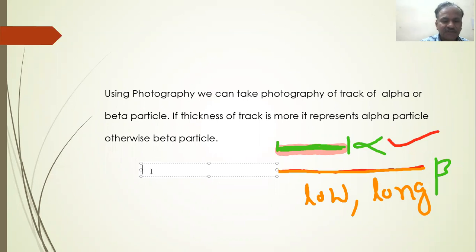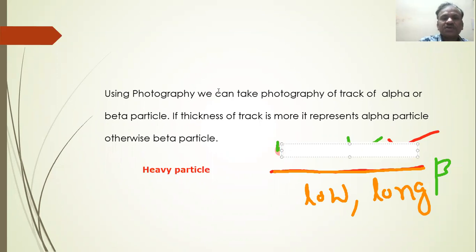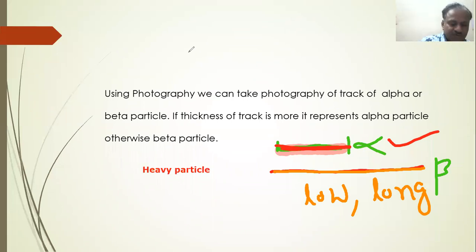Whereas alpha particles are very heavy particles. So along its journey, it produces more ionizations. Because of its heaviness, the thickness of its track is more here. Okay, next.